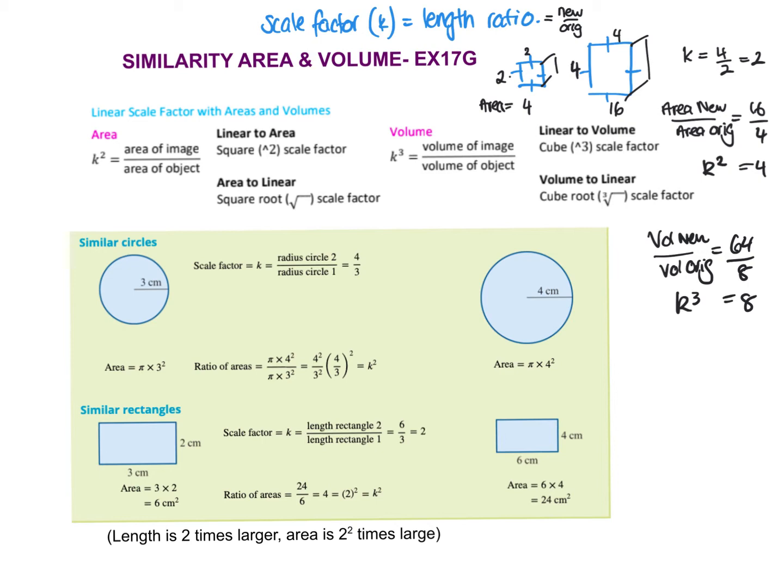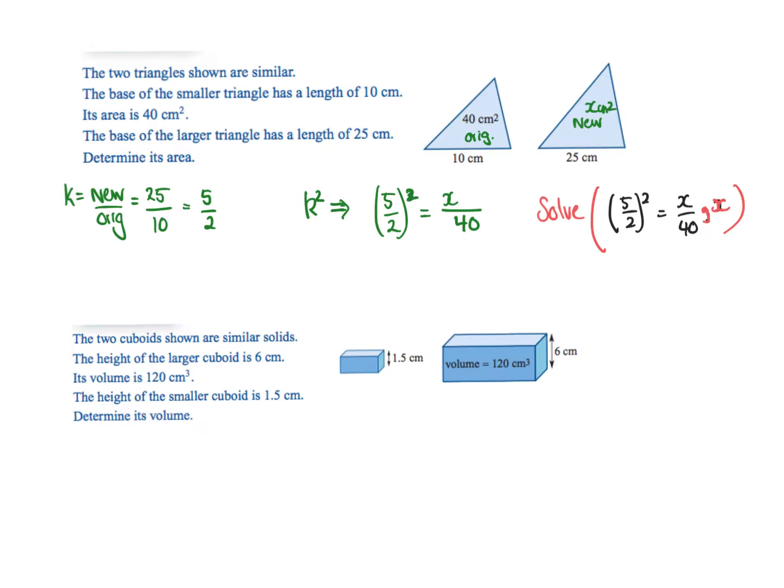So we first find out the length ratio, and then we use it squared if we want area, or cubed if we want volume. So it's best to just go and do some questions. Let's have a look here.